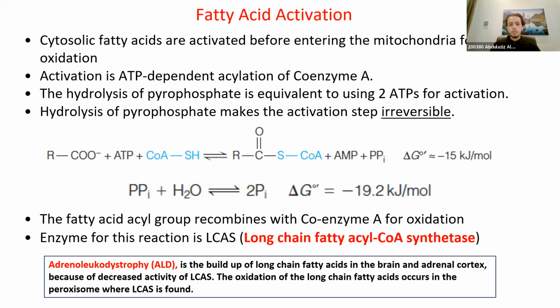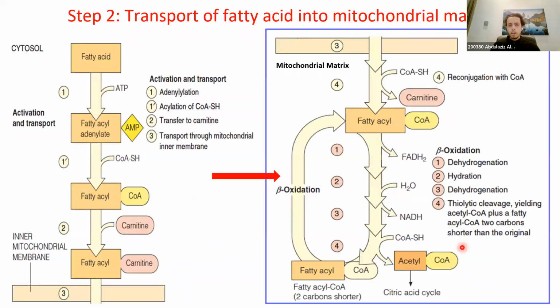What is thiolytic cleavage? Thiolytic cleavage, we'll talk about this more in depth, is essentially cleaving 2 carbons to create an acetyl CoA, and making a fatty acyl CoA 2 carbons shorter, because we want to cleave the acetyl CoA away from the fatty acyl CoA, and this will return. And this is how we reduce the number of carbons in a fatty acid.